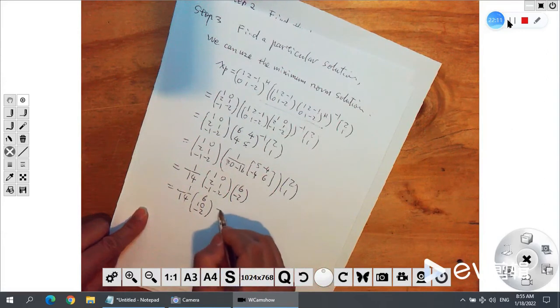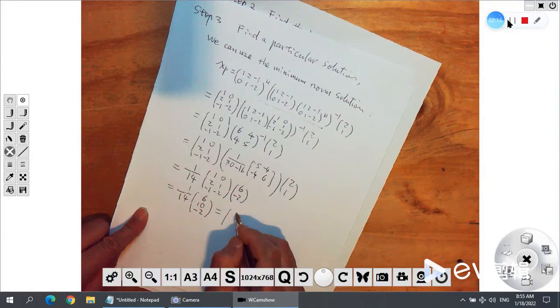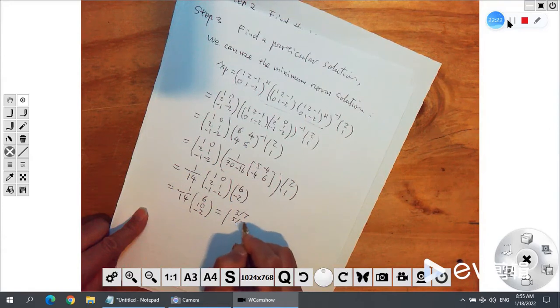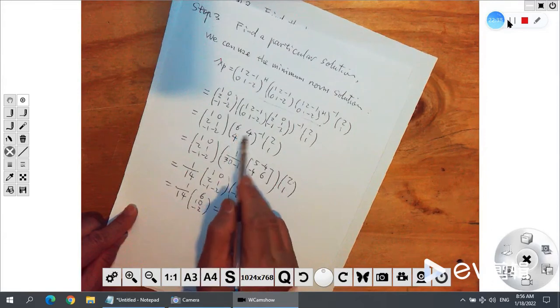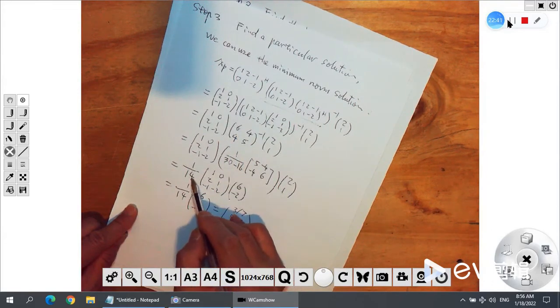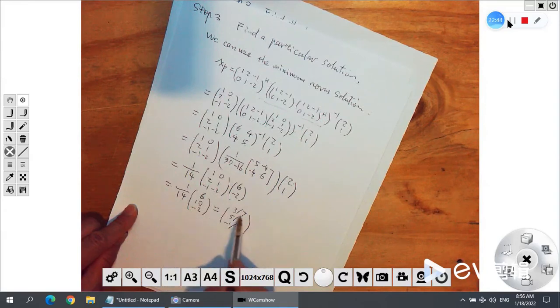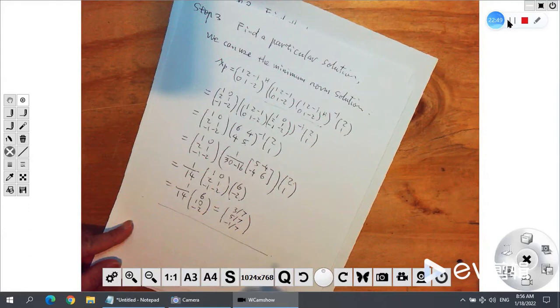Then I can put it inside. There will be 6 over 7, 3 over 7, then 5 over 7, negative 1 over 7. All right. Is this a good number? 30 minus 16, I have 14, right? So we have this one, Xp.